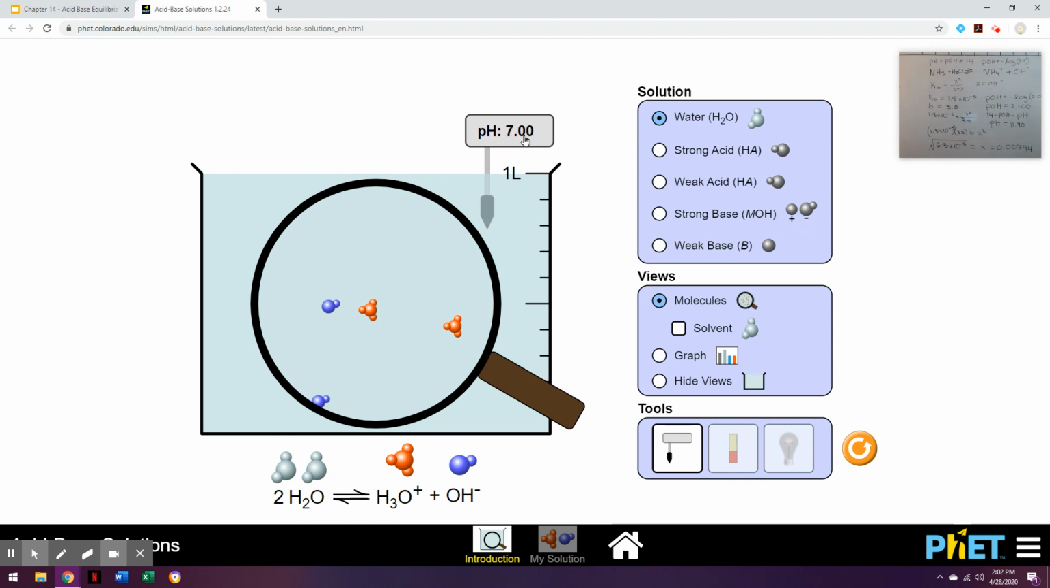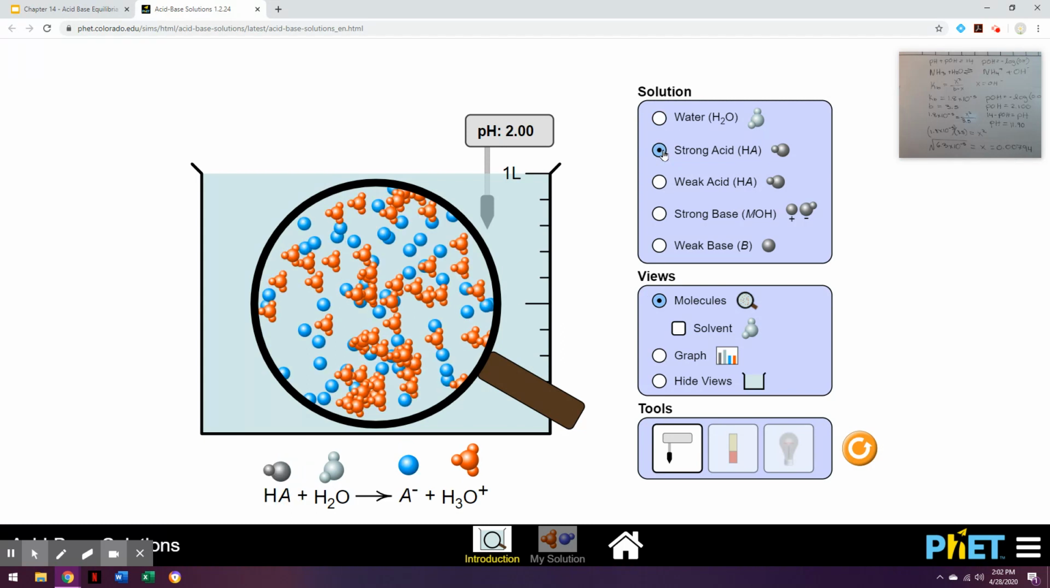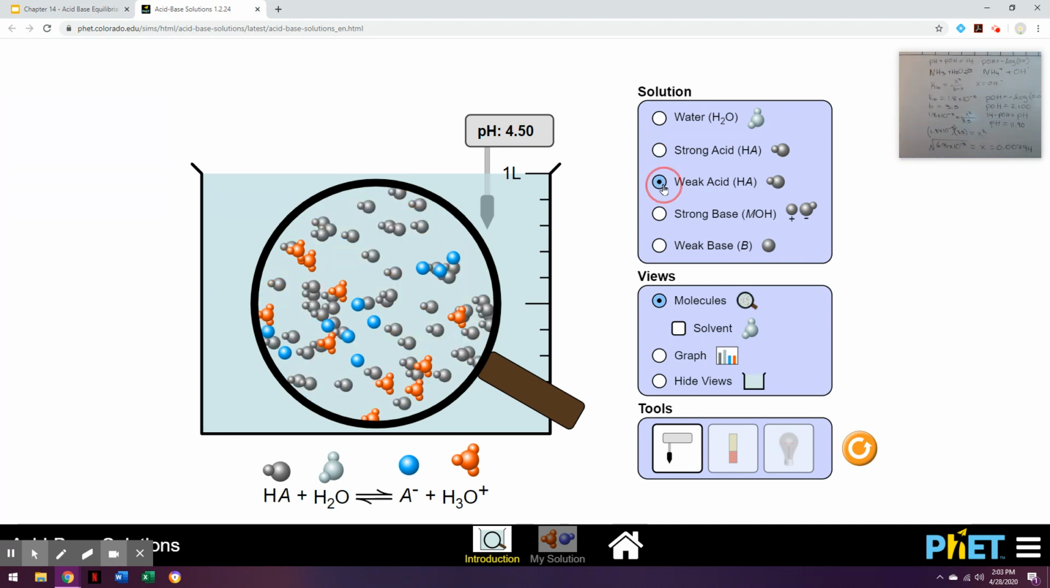It says pH is 7 because right now we have just water. Our two water molecules turned into H3O and OH. Now, if we were to put in a strong acid, this is what it would look like. You're going to have a lot more of the H3O, pictured as the little orange molecules, than you do of hydroxide, which is the blue molecule. If you have a weak acid, there's going to be less of it. So it's still going to show a lot of that HA, which is the acid, and you're going to see that some of them turned into, using water, your A- and your H3O, but not all of them.